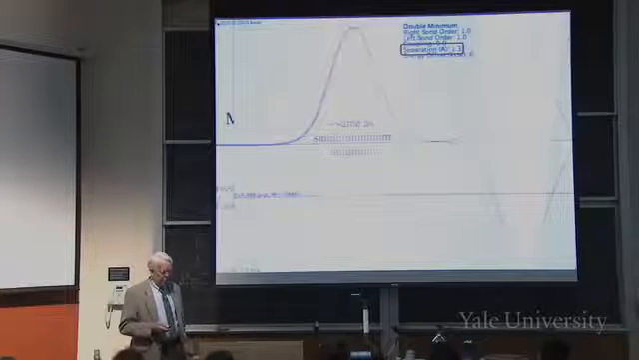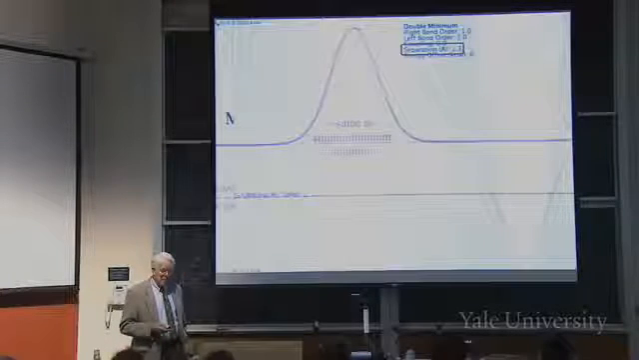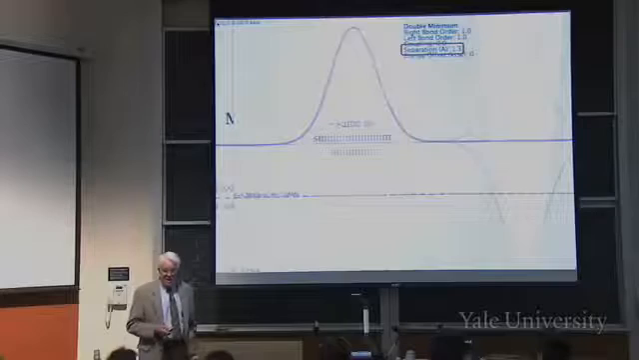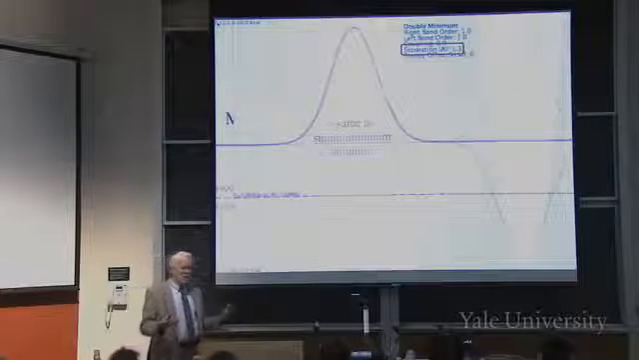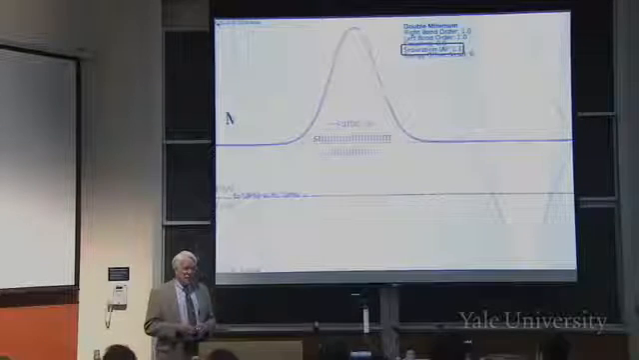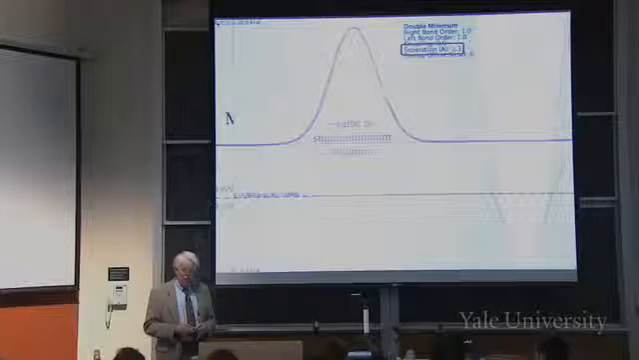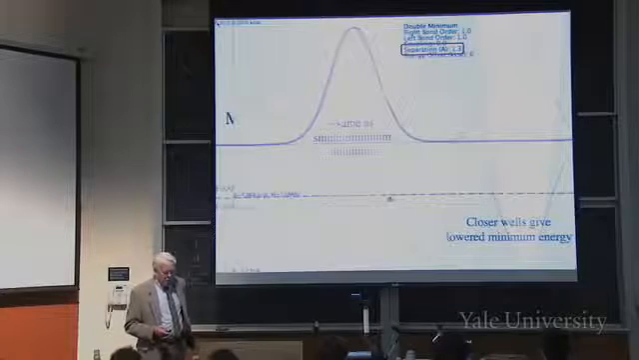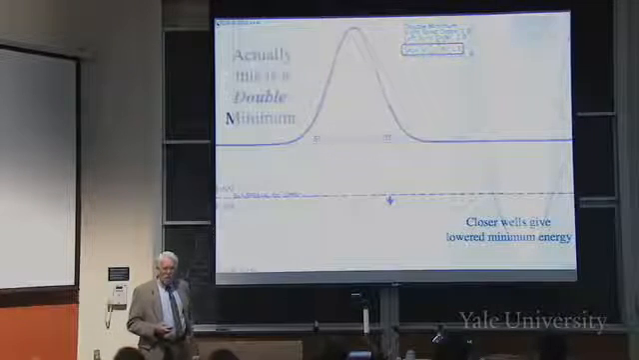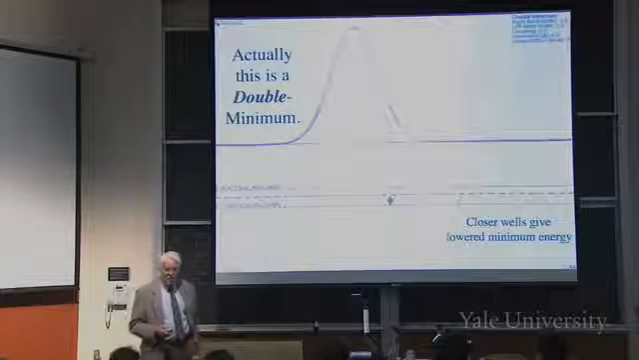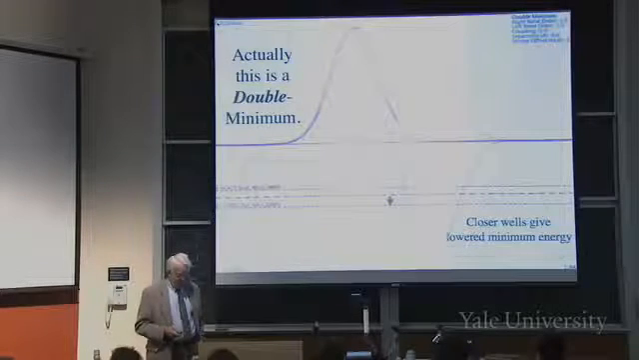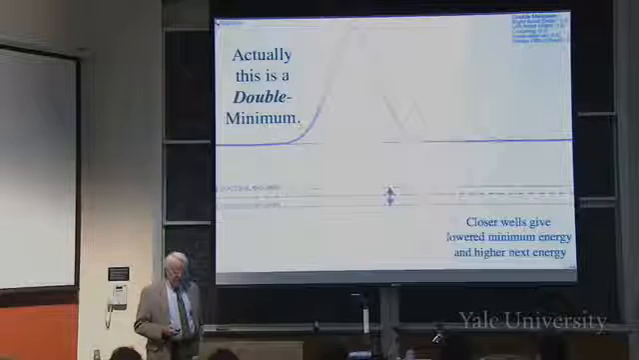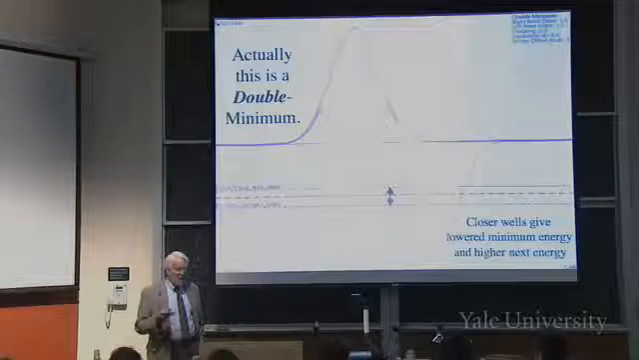Now we have blue and red solutions. But now you notice it's the blue solution or the red solution. They're the same on the left. They're both the same as the single minimum. So if you get the wells far enough apart, they look like single minima with respect to their wave function. Okay? Now, closer wells, if we move the wells closer together, we get a lower minimum energy than for the single well solution. Okay? And we get a higher energy for the next higher one.